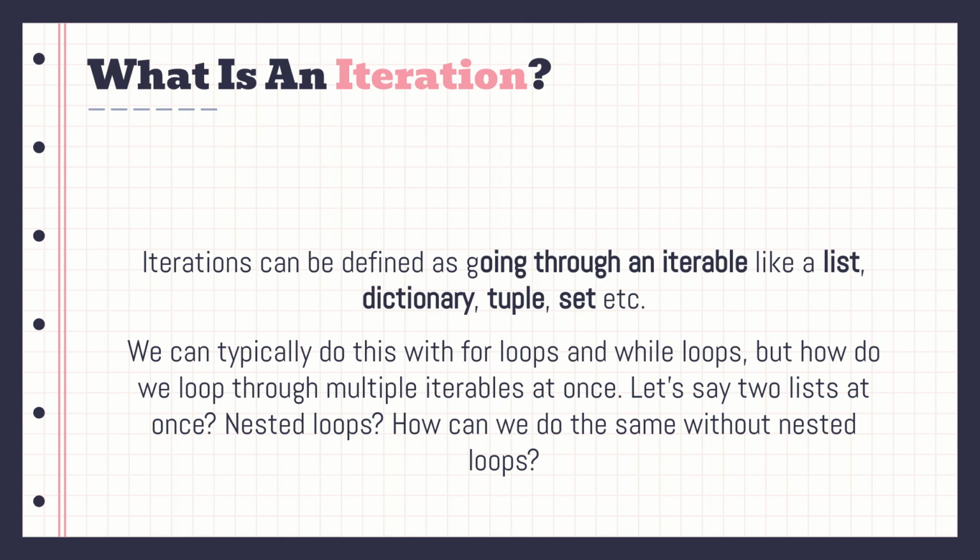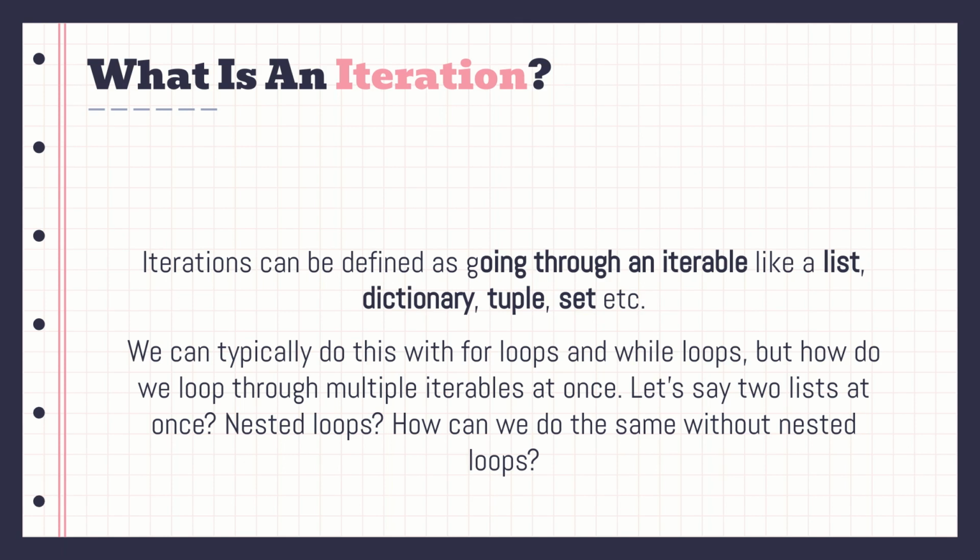So iteration can be defined as going through an iterable, right? An iterable can be a list, a dictionary, a tuple, or a set. So iteration is just going through those iterables. Basically, iteration is just the process of going through an iterable. We can typically do this using for loops or while loops, like when you have to iterate through a list of elements, right? So you can use a for loop or a while loop.